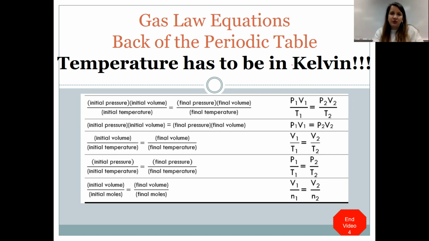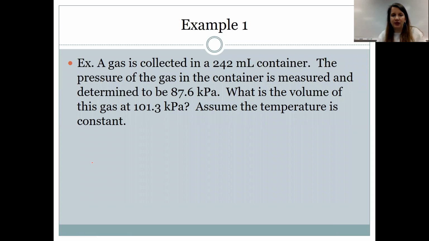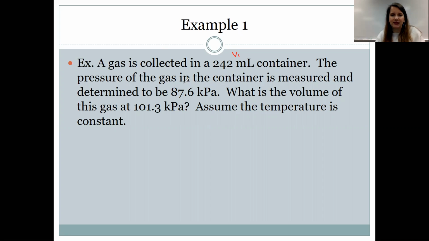So what you're going to want to do is figure out which variables the question is dealing with so you can pick out the right equation to use. Taking a look at this example, it says a gas is collected in a 242 milliliter container, so that's a volume. The pressure of the gas in the container is measured and determined to be 87.6 kPa. That's a pressure. We're looking for another volume of this gas at 101.3 kPa. That's our second pressure.